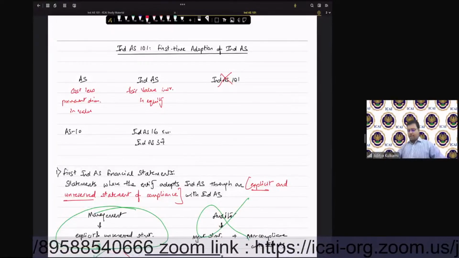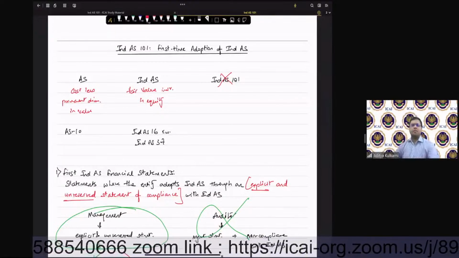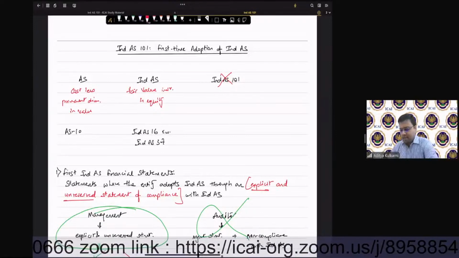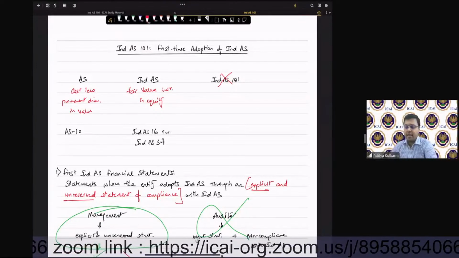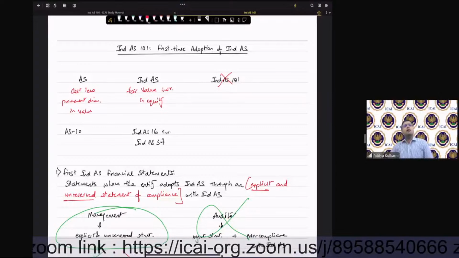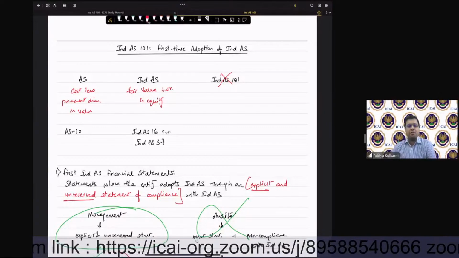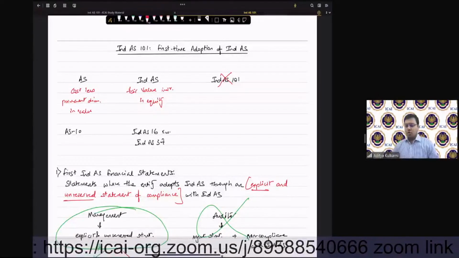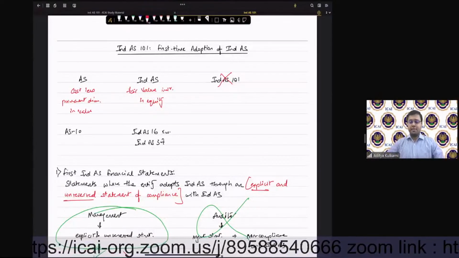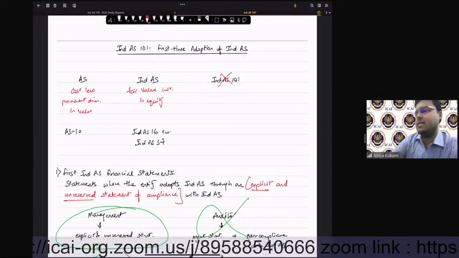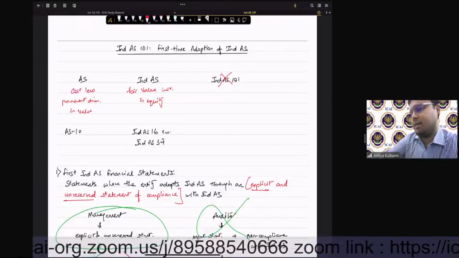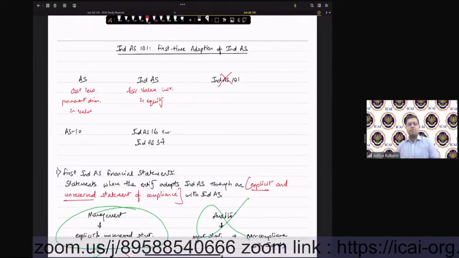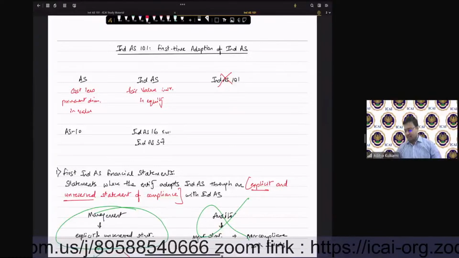Now, from an examination perspective, it's not very popular, but it is important from a practical perspective, in the sense that we are actually transitioning from the AS regime to the Ind AS regime with the help of this standard. So there are a lot of exceptions, exemptions, and simplifications in terms of treatments which are given under Ind AS 101.